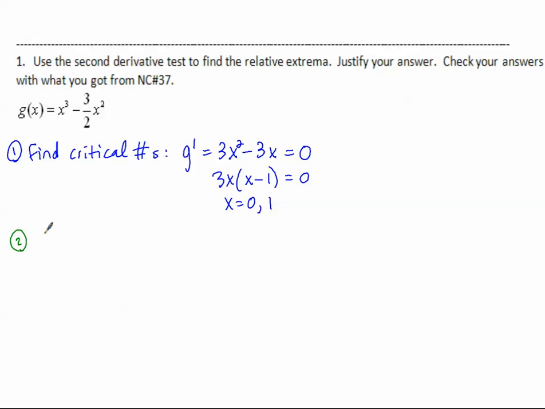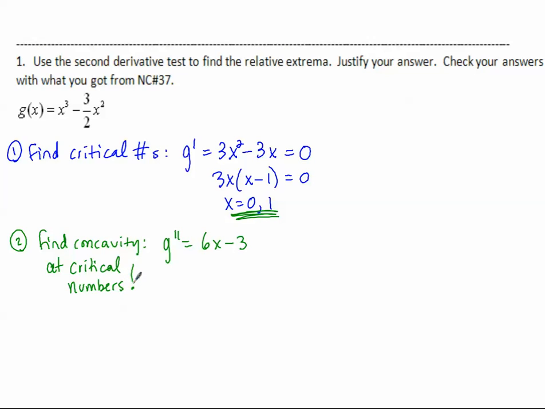So step 2, find the concavity. So the concavity is our second derivative. G double prime is 6x minus 3. Where is it positive? Where is it negative? I don't care where points of inflection are. I want to know what is happening at these critical numbers. So not just find the concavity, but find the concavity at the critical numbers. That's where I want to do it, at the critical numbers.